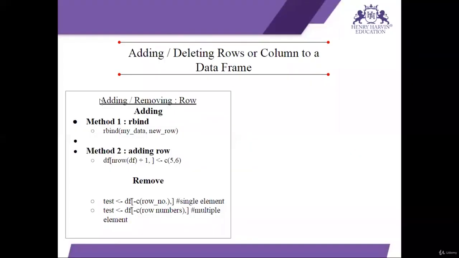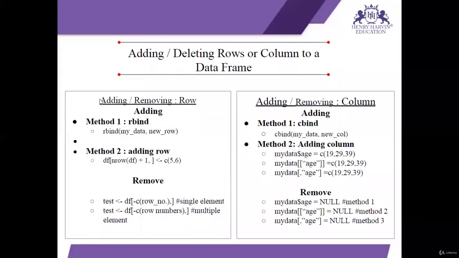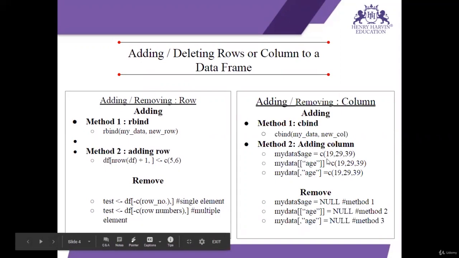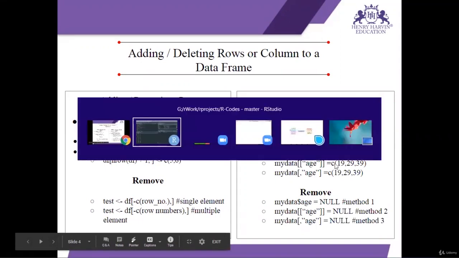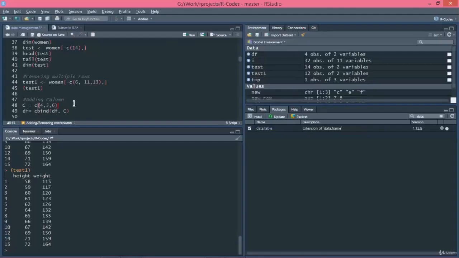Now let's add or remove a column from the dataset. The first method that we can use to add a column to our dataset is cbind, and the second method is by using dollar or square bracket notation. So let's go to R and do it.